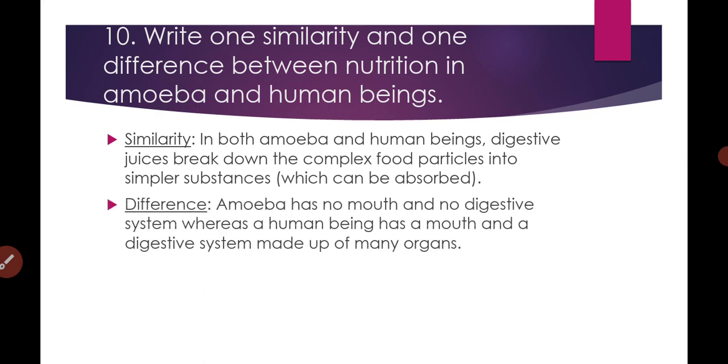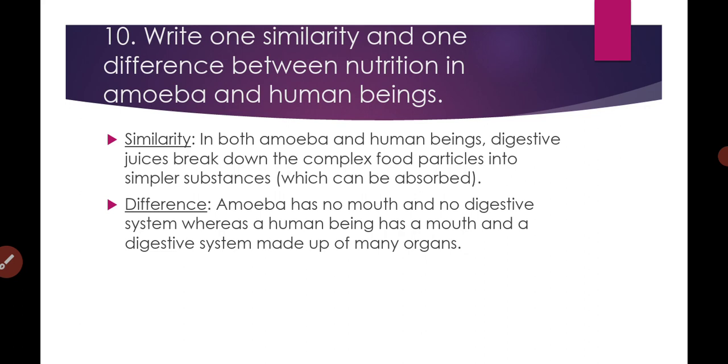And what about the difference? The difference is that amoeba has no mouth, right? Amoeba has no mouth, but human beings have a mouth. Amoeba has no mouth and no complex digestive system. But human beings have a mouth and a digestive system made up of many organs, right? There is a digestive tract in human beings, but there is no digestive tract or digestive system in amoeba. Okay, so these are one similarity and one difference between nutrition in human beings and nutrition in amoeba.